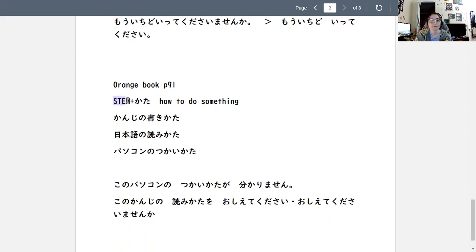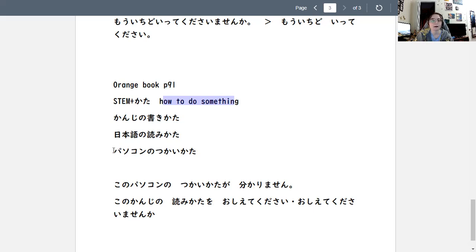Okay, and then this next one is the verb stem. So for example, tabemasu. You're gonna use the stem, which is tabe. You're gonna get rid of masu and then add kata. That's how to do something. Okay, and then so examples are kanji o kakimasu, but you're gonna add kata instead because you're asking how to do something. So kanji no kakikata. So how do you write kanji? Okay, and nihongo o yomimasu turns into nihongo no yomikata, which is how do you read Japanese.